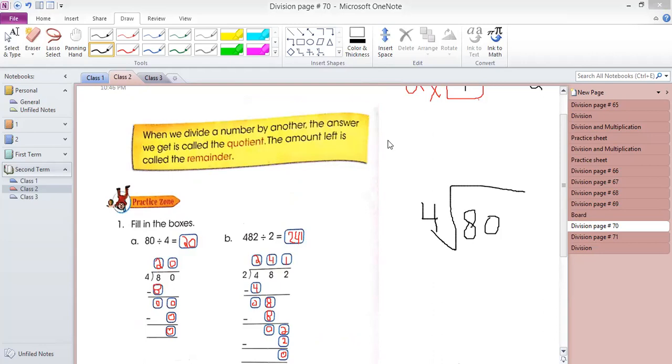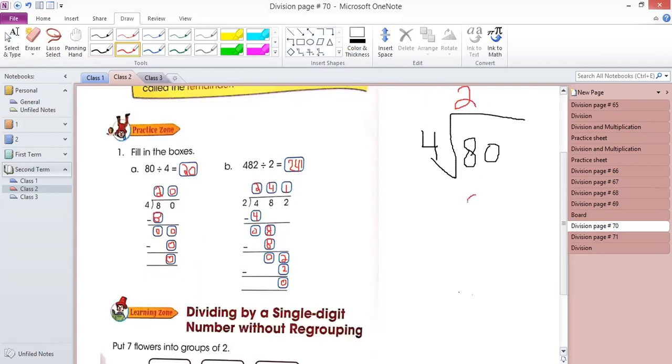Exactly, 8 divided by 4 equals 2. 8 divided by 4 means 4 multiplied by what will give you 8? So that is 2. Multiply 4 and 2, 4 twos are 8, then subtract 8 minus 8, 0.